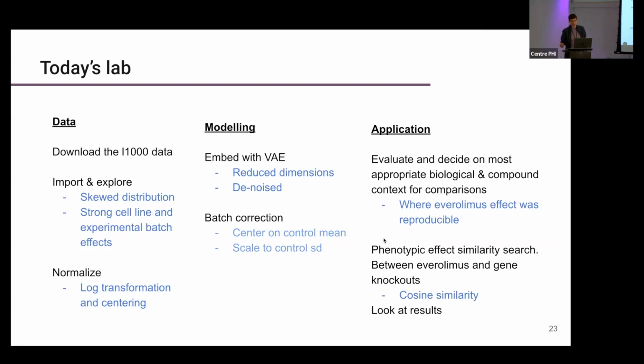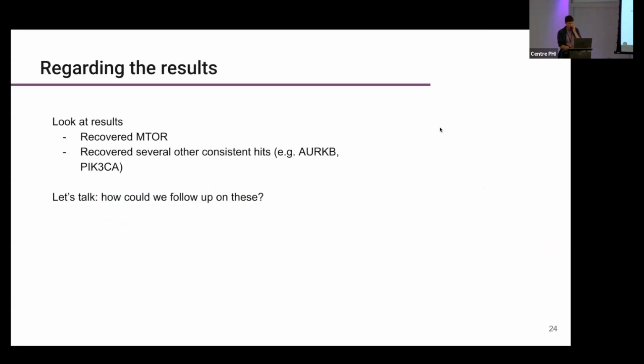We looked for a biological context, so a dosage and cell line where the everolimus had a reproducible effect. And in that cell line, we calculated cosine similarity to the panel of genes that had been knocked out in the L1000 data and looked at the results. As for the results, we found mTOR pretty much at the top of the list, so that's a good sign that this is all working, and we recovered several other consistent candidates. But I wanted to spare thought for how we might follow up.